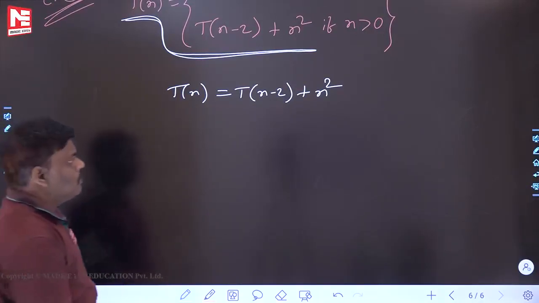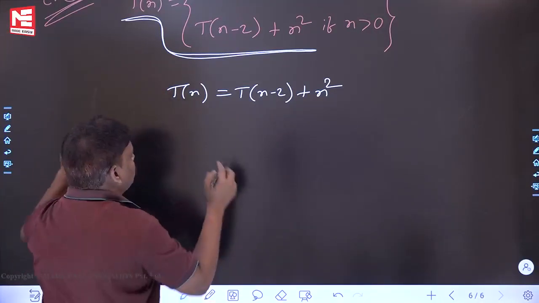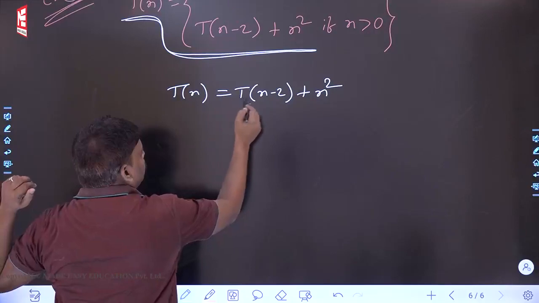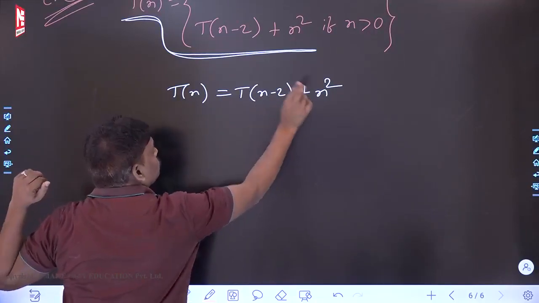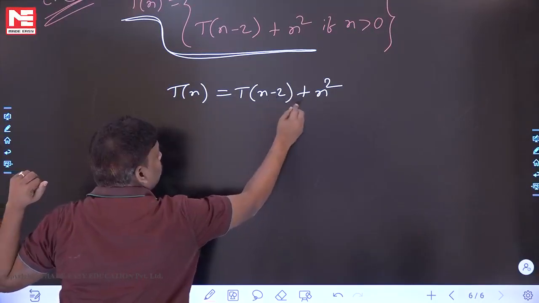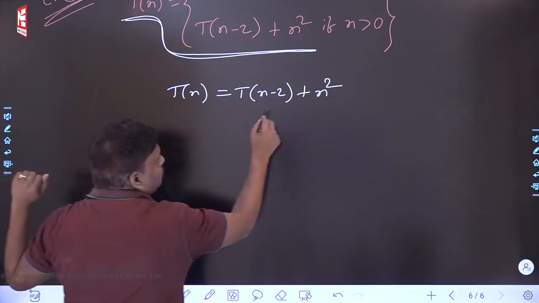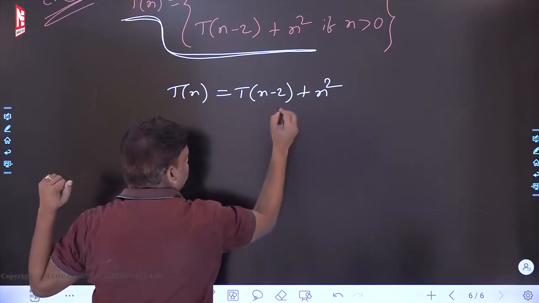If you are not comfortable with this recurrence relation, substitute a numerical value. T10 is equal to T8 plus 10 square. Next one, T25 is equal to T23 plus 25 square. Like that. So if you are okay, Tn is equal to Tn minus 2 plus n square. One time substitution is over.